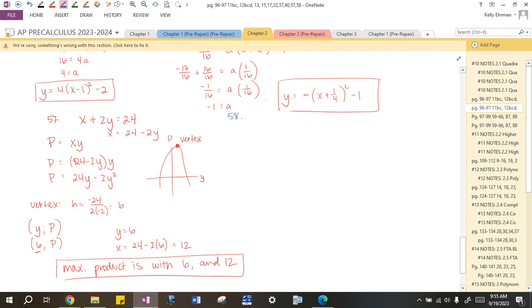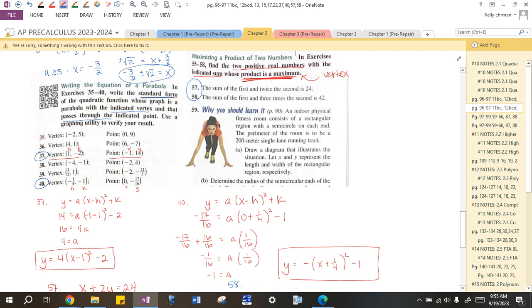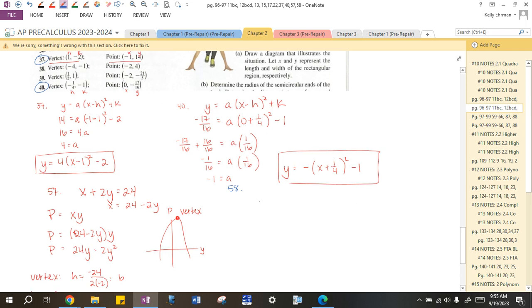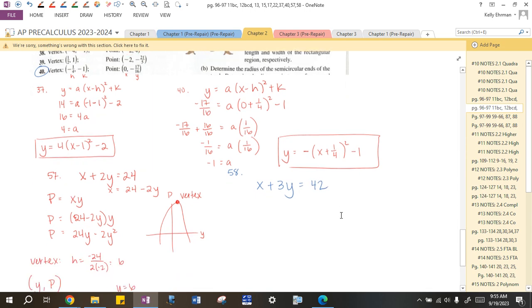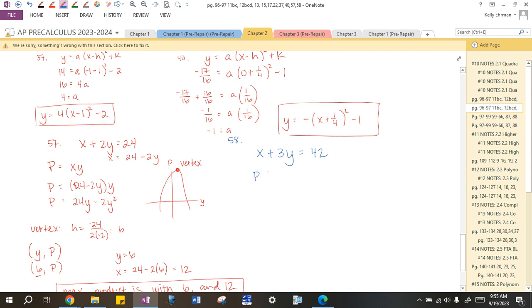All right, let's set up the same thing for 58. For 58, it says the sum of the first and 3 times the second is 42. We're still looking for which two numbers that have this relationship make a maximum product. So again, let's solve this equation for x. x equals 42 minus 3y. So now my product equation is 42 minus 3y times y, also known as 42y minus 3y squared.